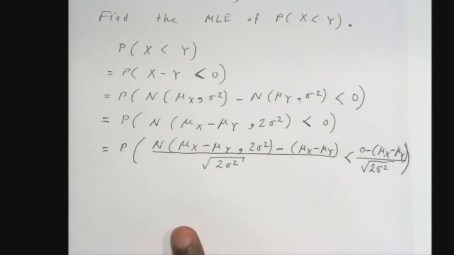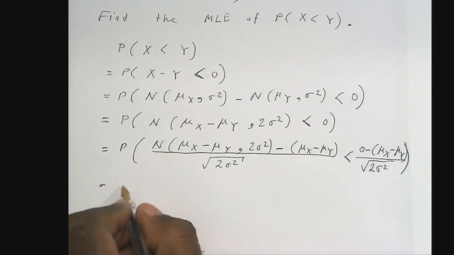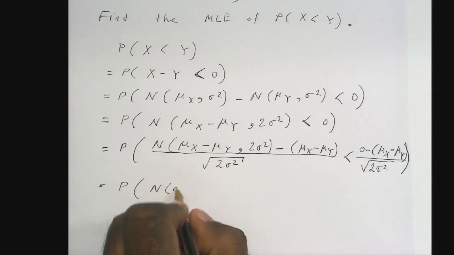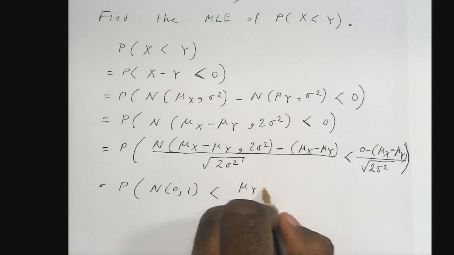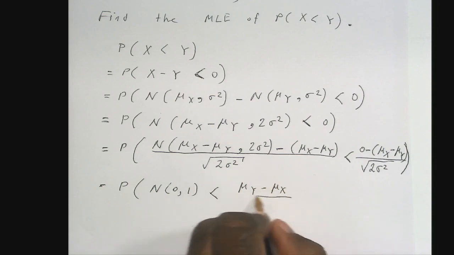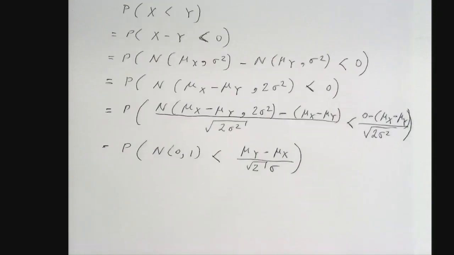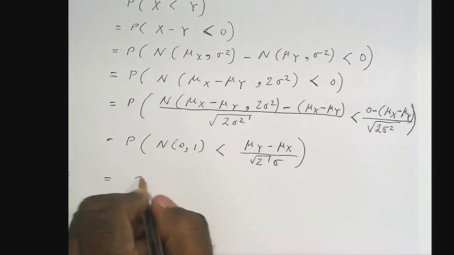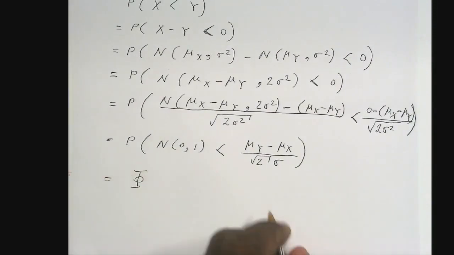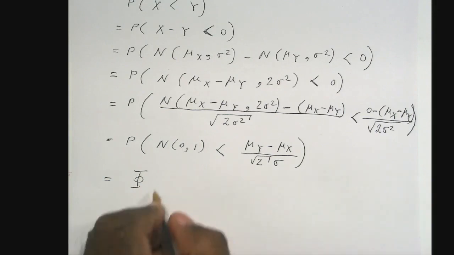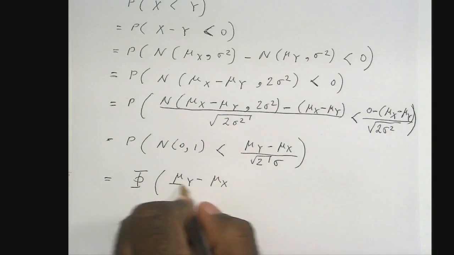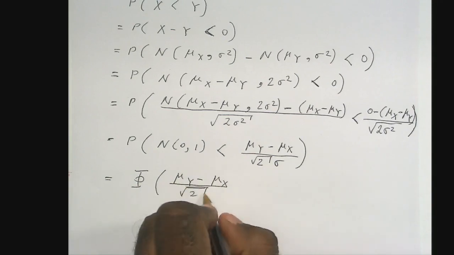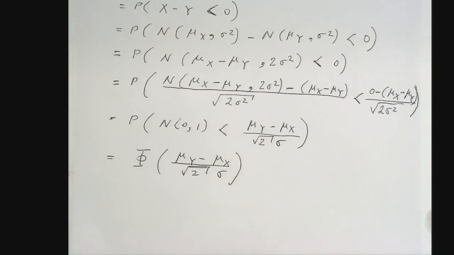Okay, guys? Alright, now what you have on the left is the standard normal variable N(0,1), and what you have on the right is mu y minus mu x divided by root 2 sigma. Alright, so this becomes simply Phi. Capital Phi is the CDF of N(0,1) at mu y minus mu x divided by root 2 sigma. Yeah. All right. So this is the first thing you should do.